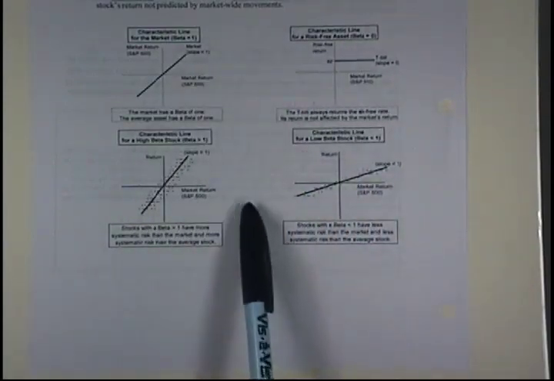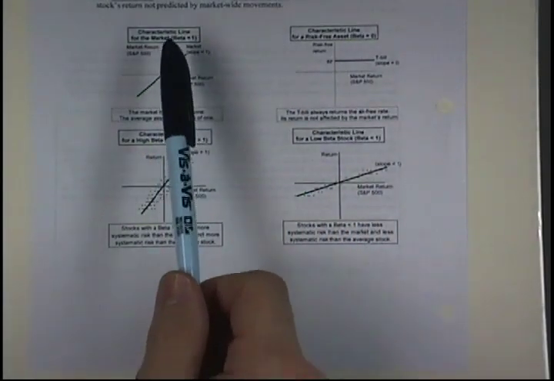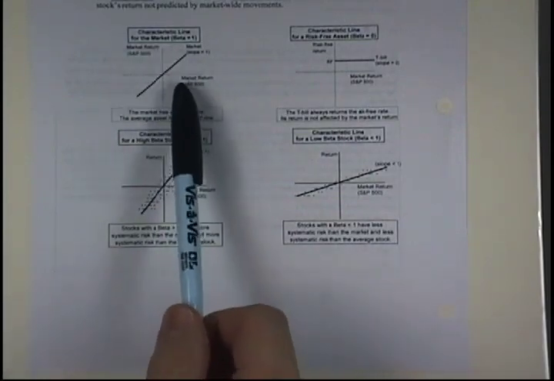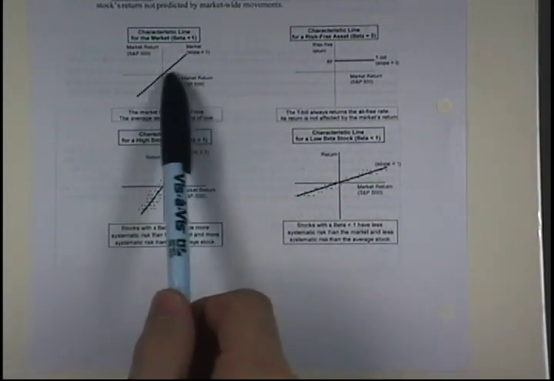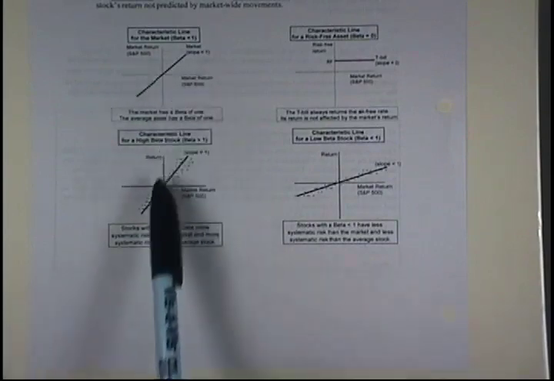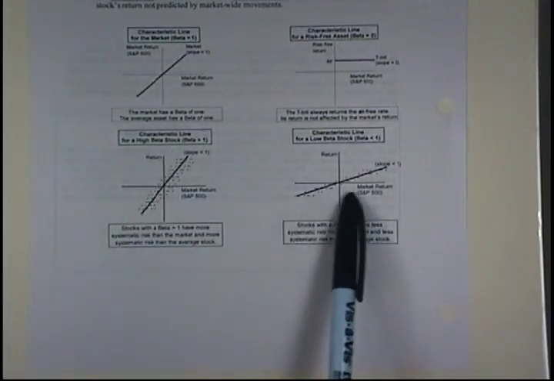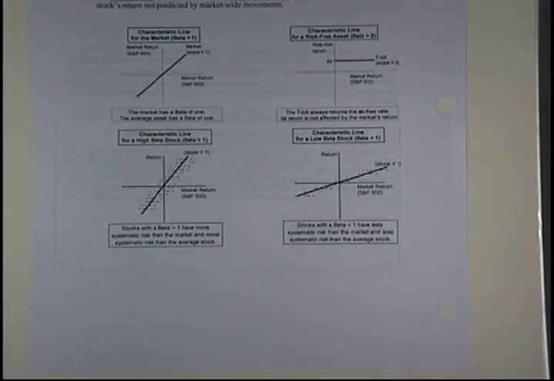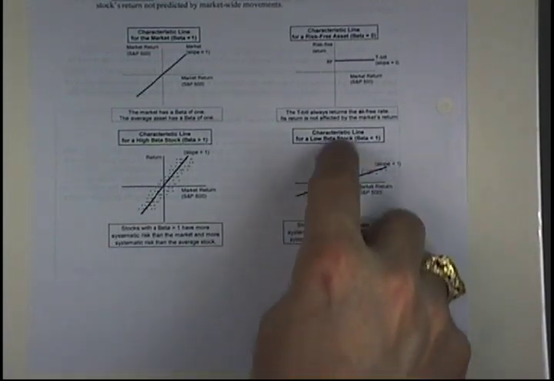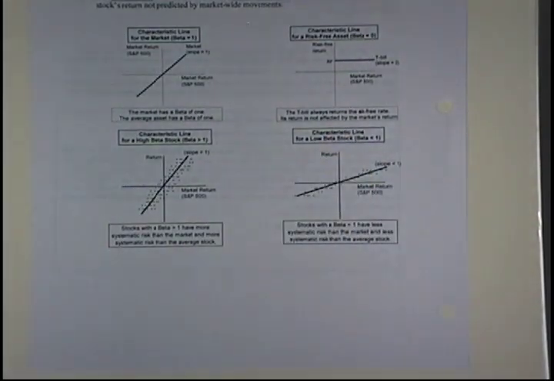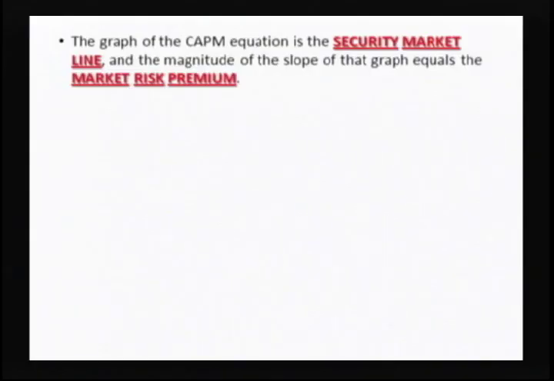In each case, we were graphing the asset on the vertical and the market or the S&P 500 return on the horizontal axis, and the slope of the line was our estimate of the beta for the particular investment that appeared on that vertical axis. The graph of the CAPM equation is the security market line, and the magnitude of the slope of that security market line is the market risk premium.